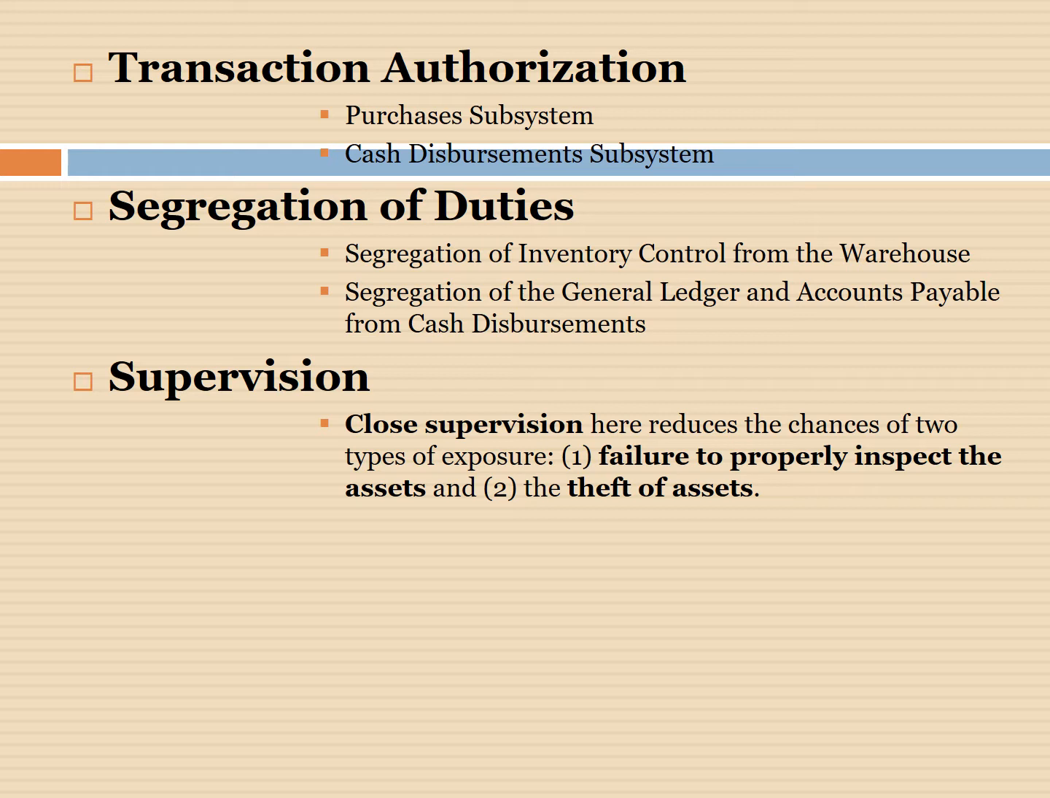The second one is theft of assets. The receiving departments are sometimes hectic and cluttered during busy periods. It is essential to keep an eye on the goods to avoid theft.